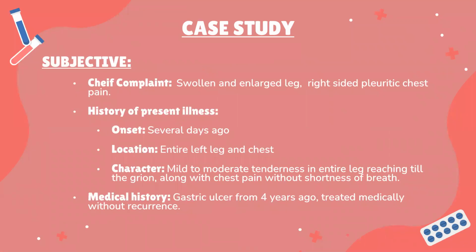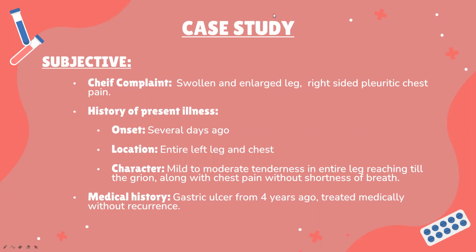So now, breaking it down as a SOAP study, we will conclude what might be wrong with this patient. So for the subjective part, we note down the chief complaint of our patient, and that is his swollen leg and the pain he is complaining of. We have recorded his history, as he has stated that he started having this pain several days ago, and it radiates in his entire chest as well as his leg due to the swelling. There is mild to moderate tenderness in his leg, and he has chest pain and does not suffer from shortness of breath. We have already discussed his medical history, so I'm not going to repeat it here again.